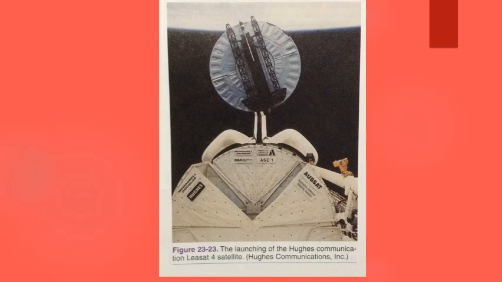The first communication satellite, Telstar 1, was launched by the National Aeronautics and Space Administration, NASA, in 1962. It was a small experimental satellite that only operated a few hours each day. This satellite made communication between the United States and Europe possible.